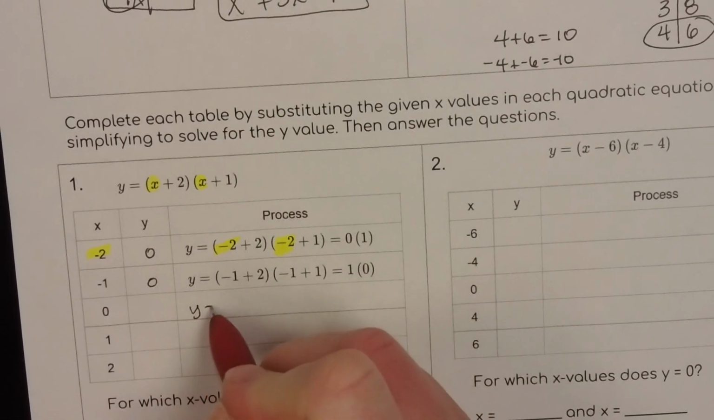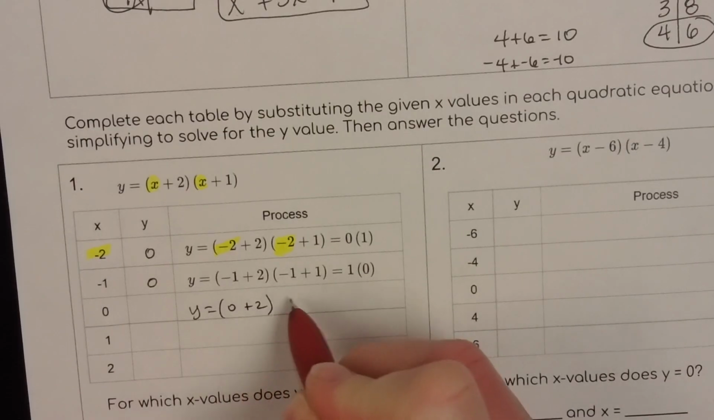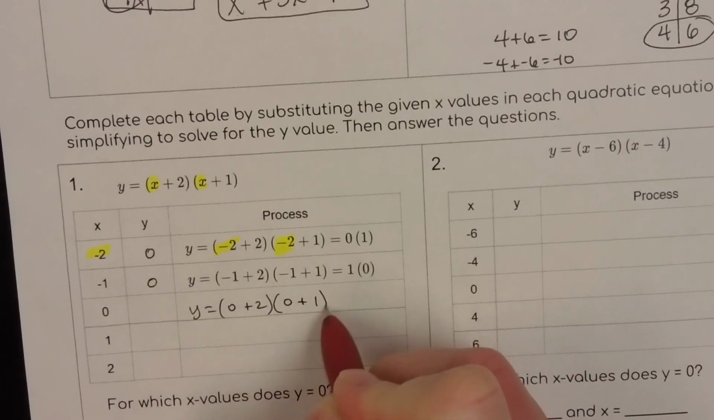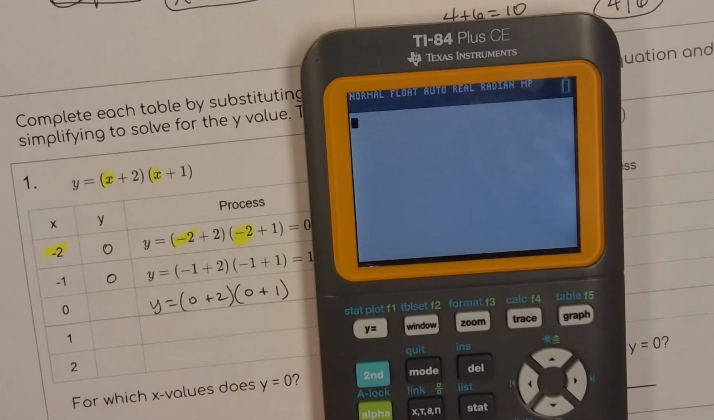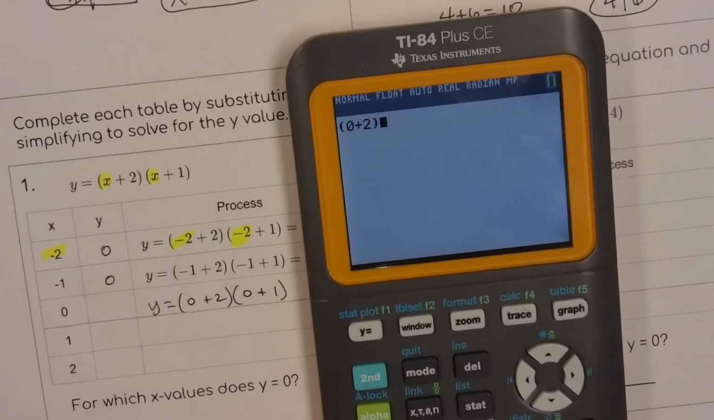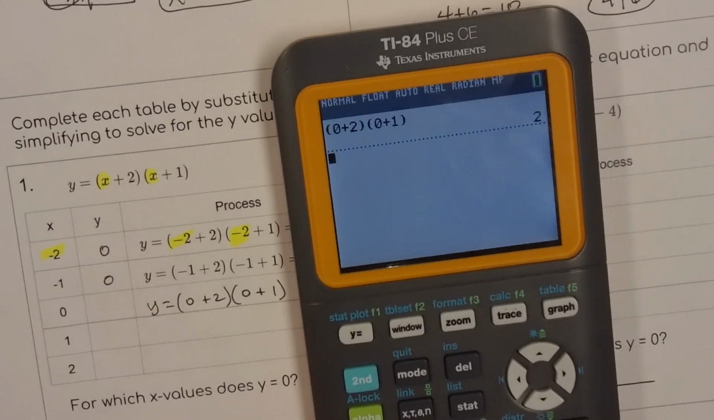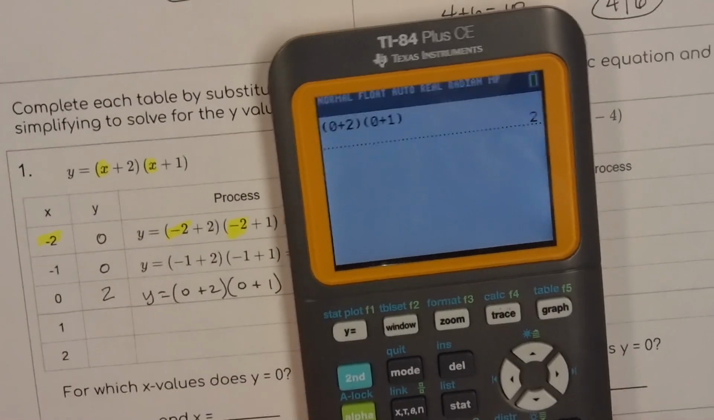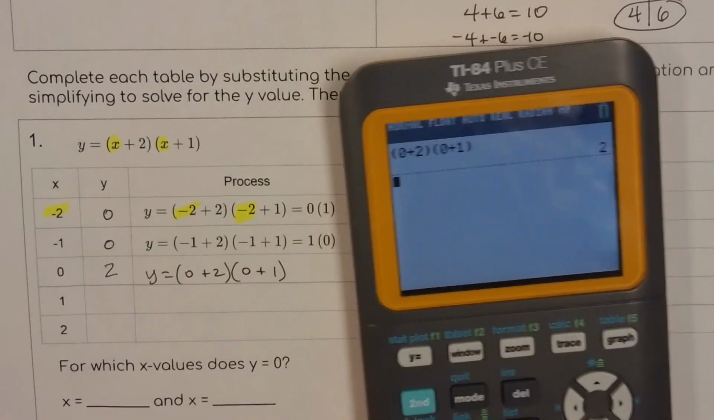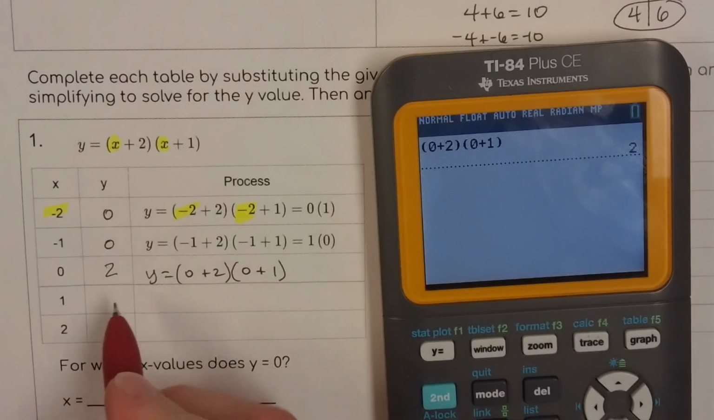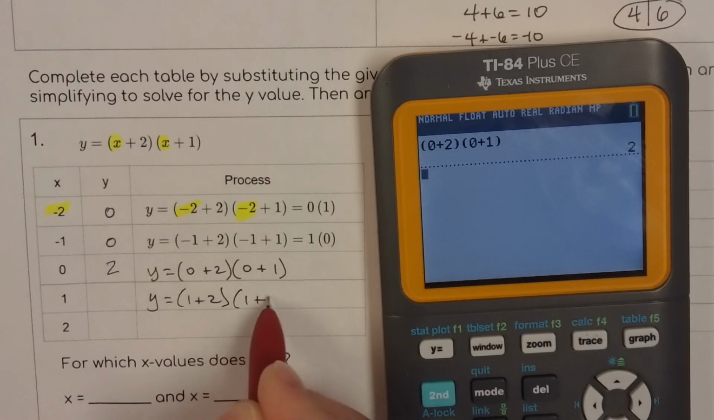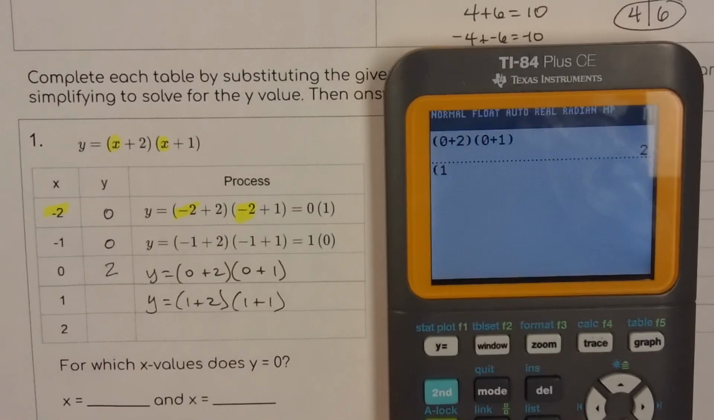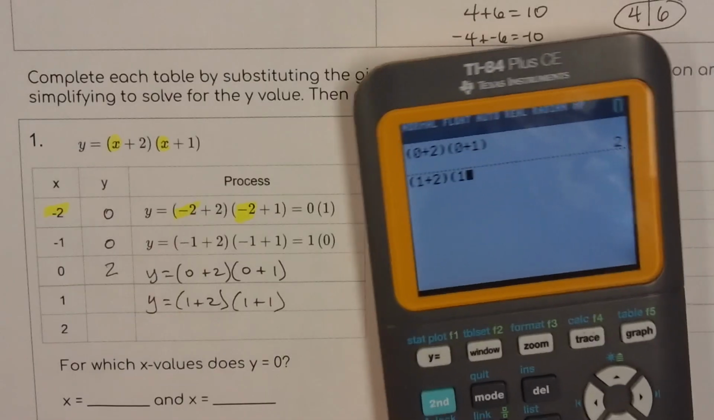Now, if we put 0 in for that spot, okay, you can use your calculator. We're going to do, let me clear this, 0 plus 2, 0 plus 1, and you get 2. So I'm going to write 2 right here. Okay. And then we're going to do the same thing with a 1. So I want to put 1 plus 2, 1 plus 1. And again, I can do the same thing here, 1 plus 2, 1 plus 1.